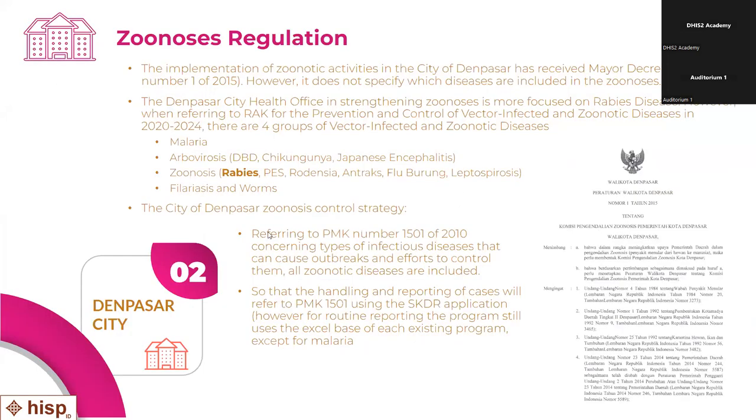And what are the regulations we support? Especially in Denpasar City, we establish some focus areas, especially in DSO, about the prevention and controlling of infectious and zoonosis diseases 2020 to 2024. There are four groups of infectious and zoonosis diseases. One is malaria, DVD, zoonosis including rabies, rodentia, anthrax, and flu burung, the avian flu, for example, here, leptospirosis, filariasis, and worm. This is the regulation, the local regulation that has been supported by the Indonesia team.